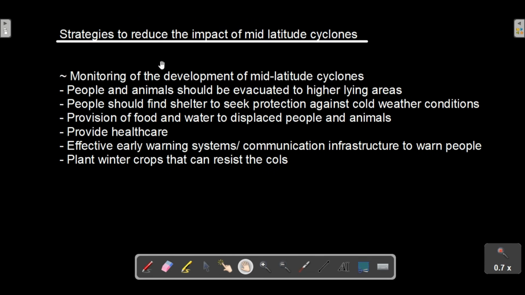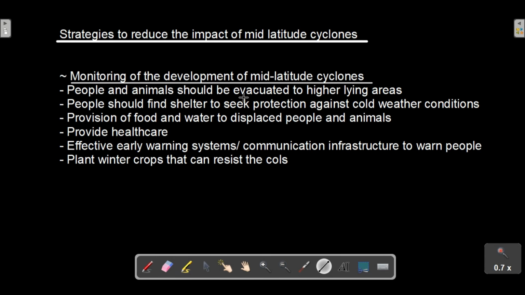So these are strategies to reduce the impact, okay, not to prevent the impact again. So the first one is the monitoring. Monitor the development of mid-latitude cyclones. There are professionals whose job is to look at the development of these, so that they can warn people early enough so that they can prepare. So we should be able to see them while they are very far, while they are developing. So there should be the monitoring of this development, and this requires technology. This requires investments, guys. So this you usually see in highly developed countries.